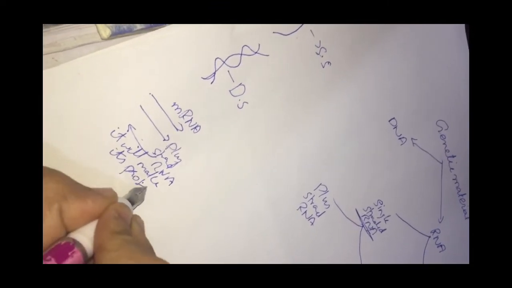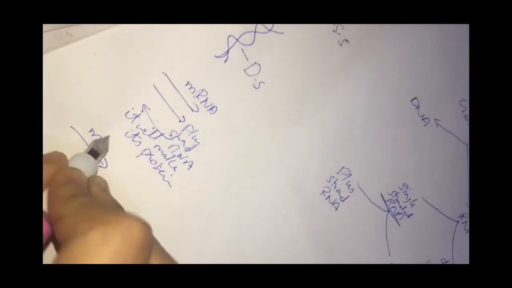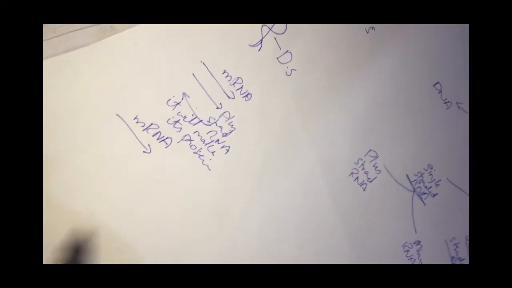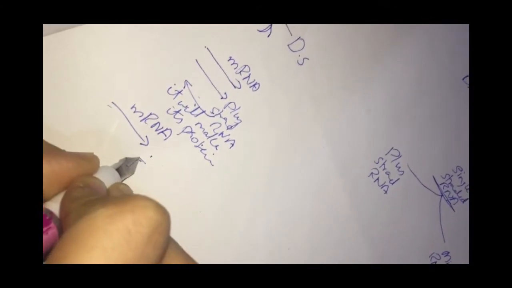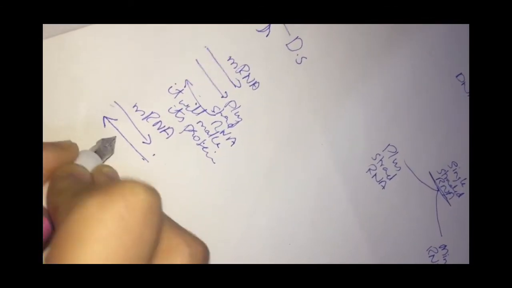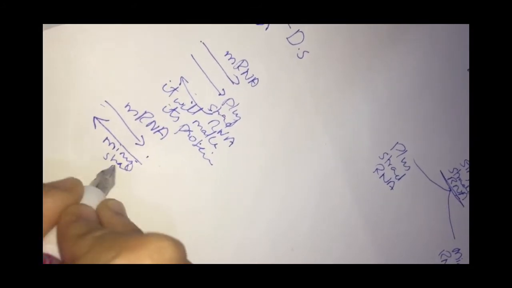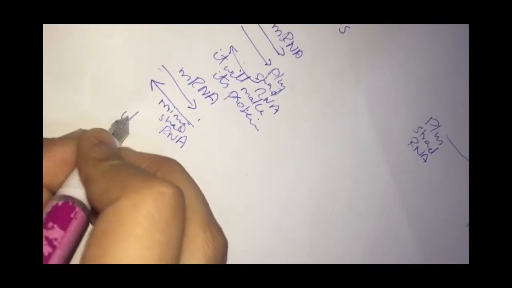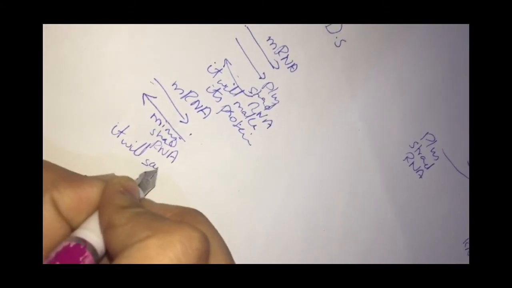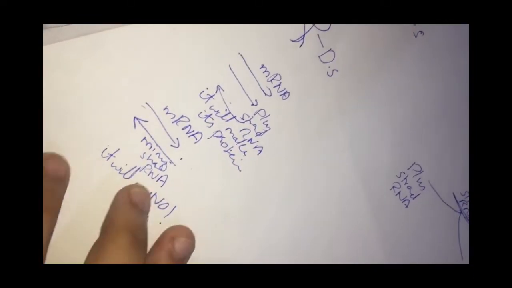But what is minus strand RNA? It will have the structure complementary to messenger RNA. For example, this is the structure of messenger RNA, so minus strand RNA will have a structure like this. And when it goes to the host's ribosome and asks it to make proteins, the ribosome will say no, because its structure will not be similar to that messenger RNA and it will think that it's some other RNA.